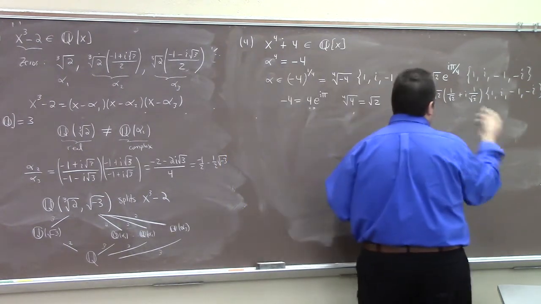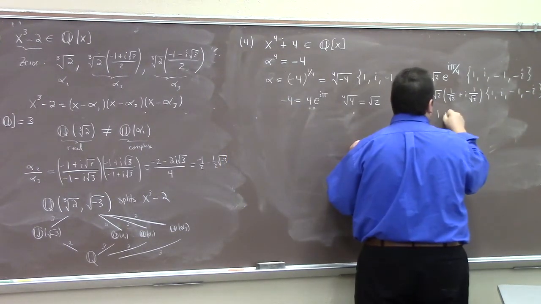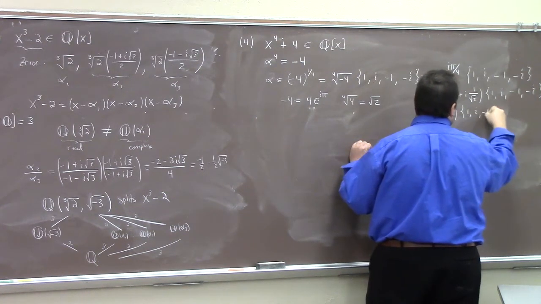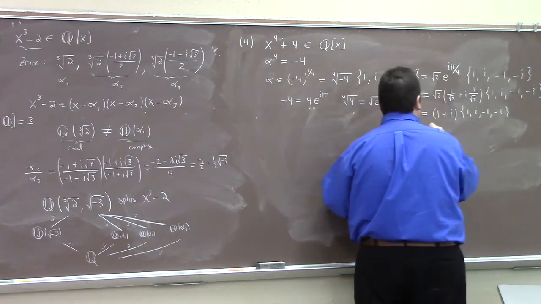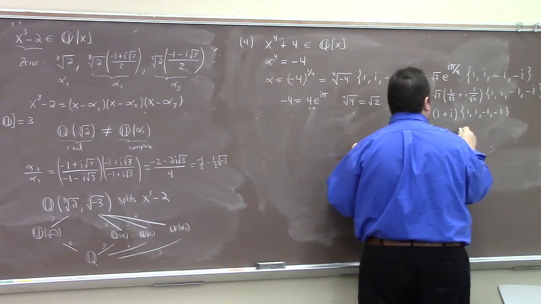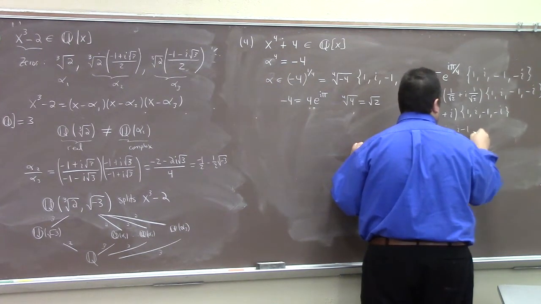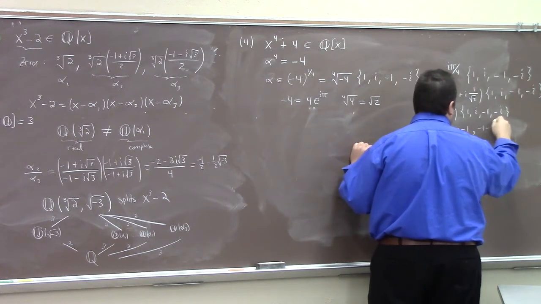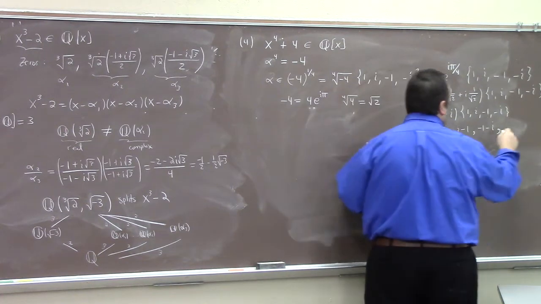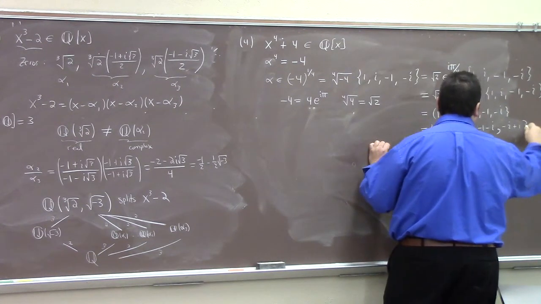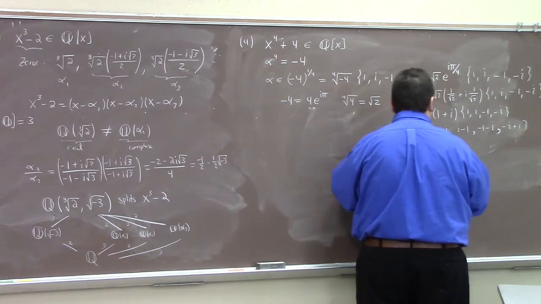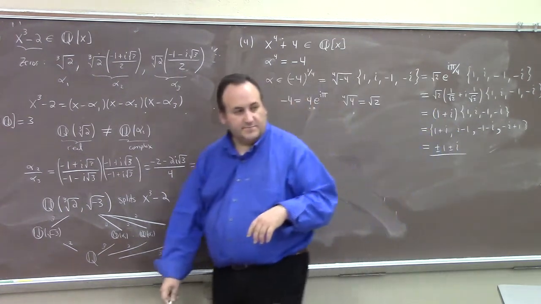And the square root 2's cancel, and you're left with 1 plus i times the fourth roots of unity. So what you got in summary? You got 1 plus i, or i minus 1, or minus 1 minus i, or minus i plus 1. In summary, what you've got is plus or minus 1 plus or minus i. Those are your 4 roots.